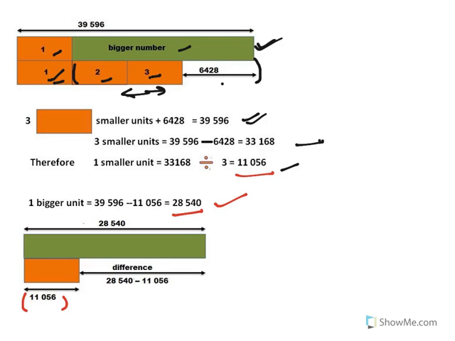So the difference between the two numbers is 28,540 minus 11,056, which works out to be 17,484. So hope you got it.